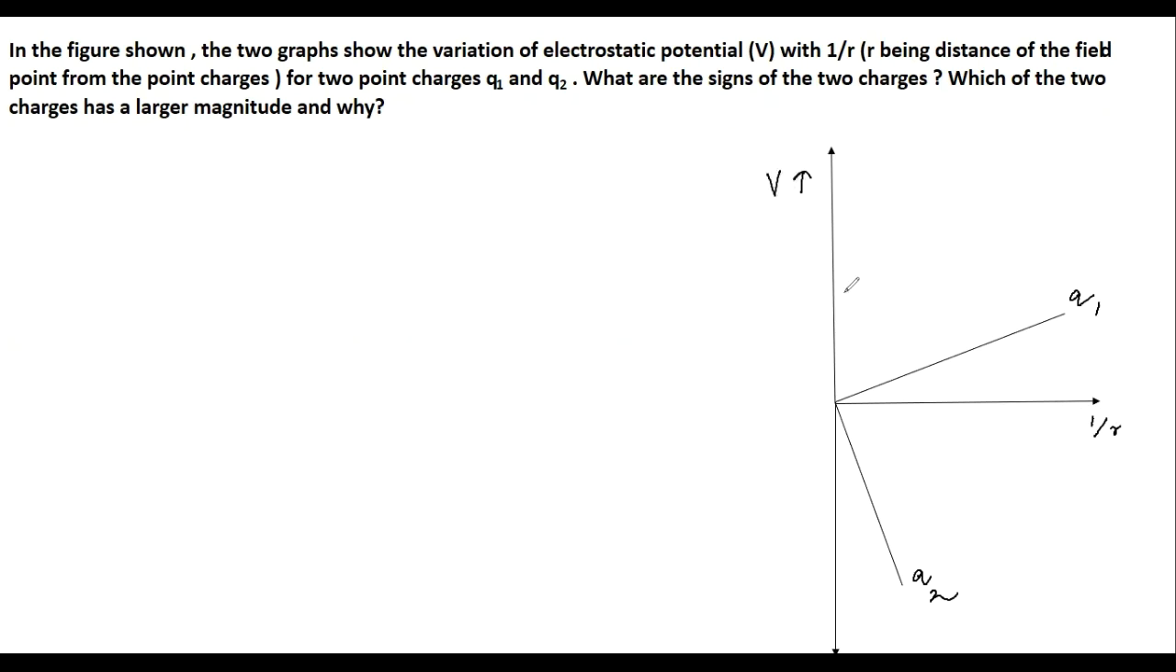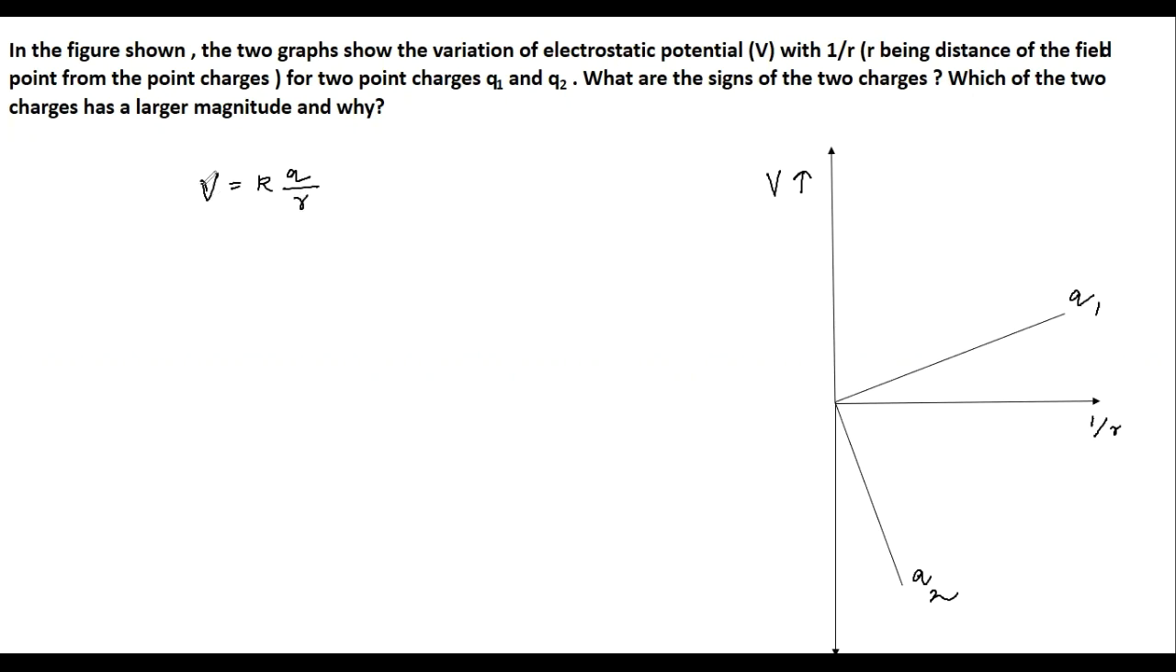Along this direction you have 1 by R, and along this direction you have the electric potential. Okay. So you have to find what the signs of the two charges are. And secondly, you have to find which of the two charges has a larger magnitude and why. Okay. So if we see our electric potential expression, it is again KQ by R.